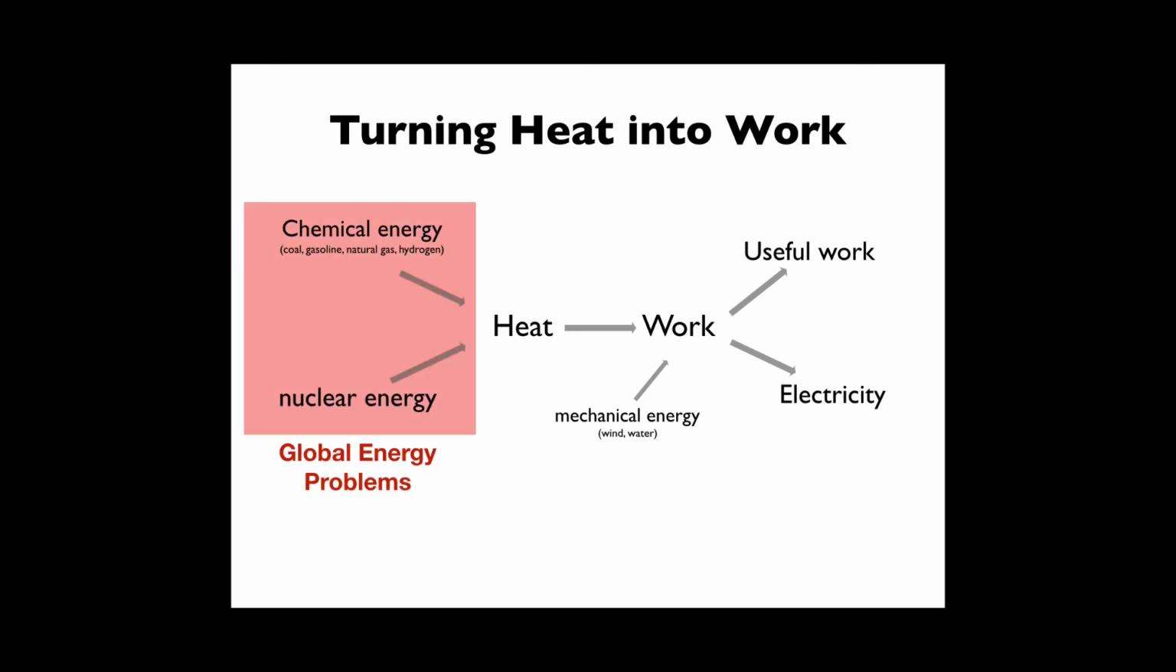So how do we generate heat using these different things? We find that natural gas and gasoline and coal and nuclear energy all have awful waste products that we have to deal with. The key is going from heat to work, okay? So once you get the heat, you can turn it into work. Now, of course, if you use solar energy, you skip all of this, right?